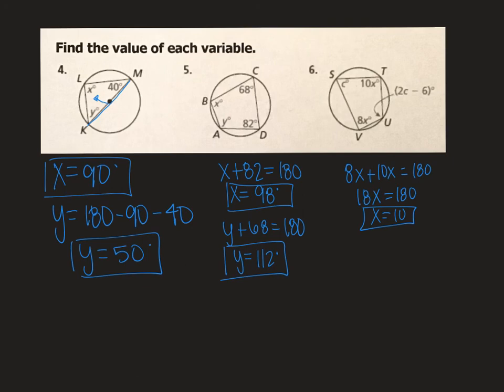And then c plus 2c minus 6 equals 180. Combine our like terms to get 3c minus 6 equals 180. I'm going to add my 6. And when I divide by 3, I get 62 for c.